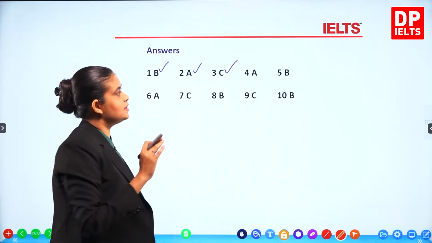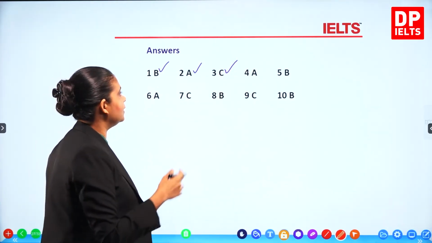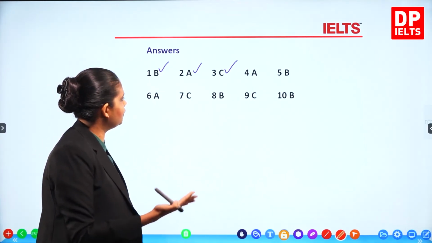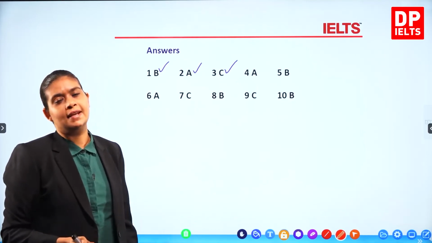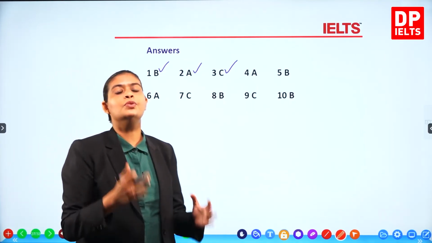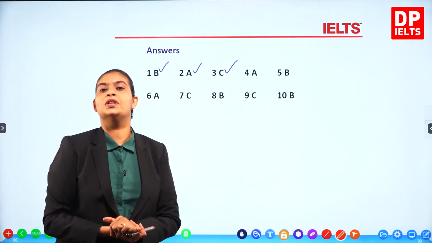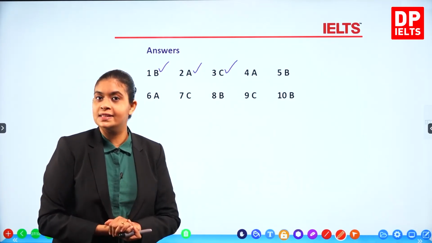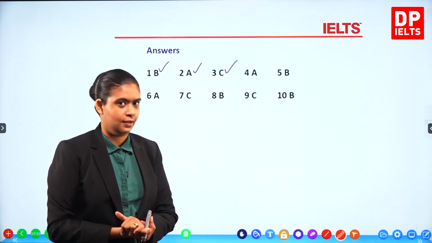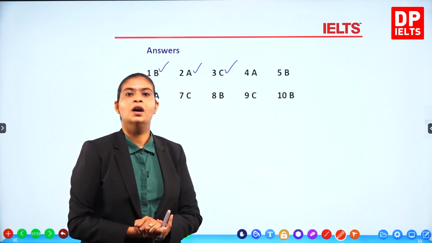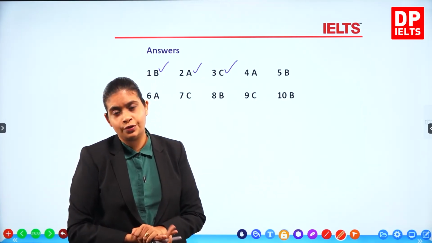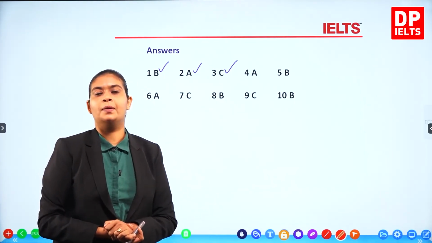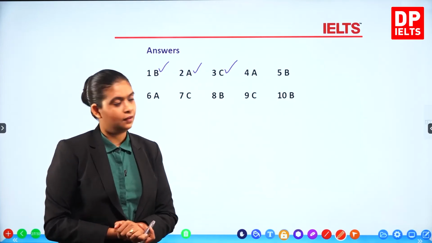Now the same way you could have a look at the other answers, for 4, 5, 6, 7, 8, 9 and 10. I'm going to give you some time to review it on your own, because now I've done so many lessons and you know how I do it. So I'm going to give you a little bit of freedom to do it on your own, and if you have any questions, please feel free to pop it up in the comment section.